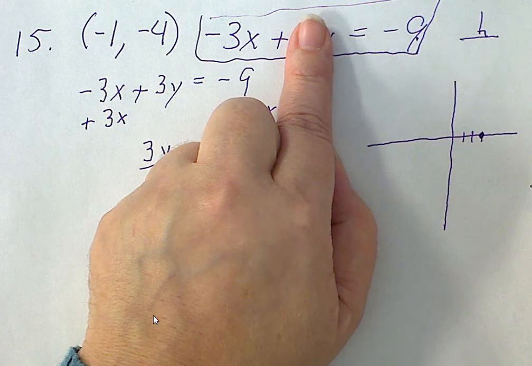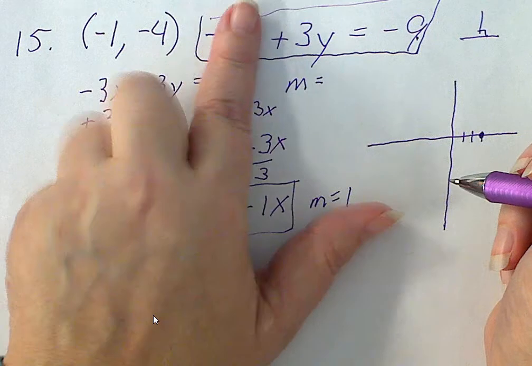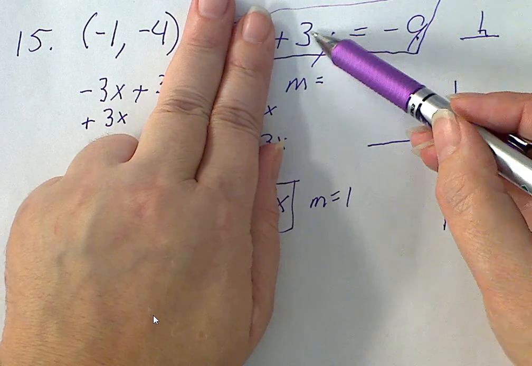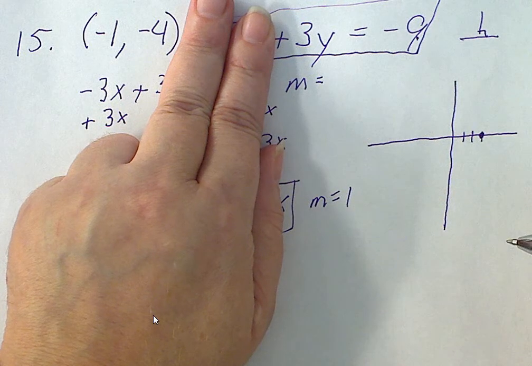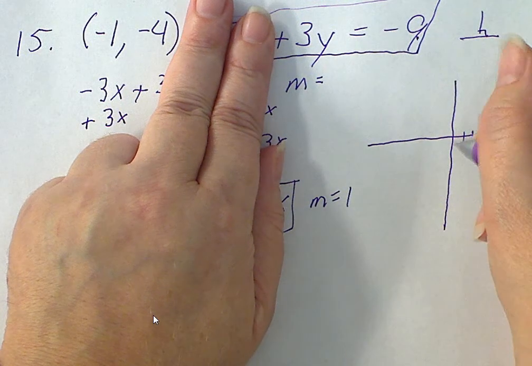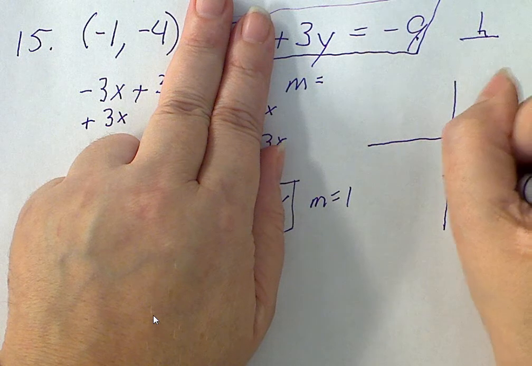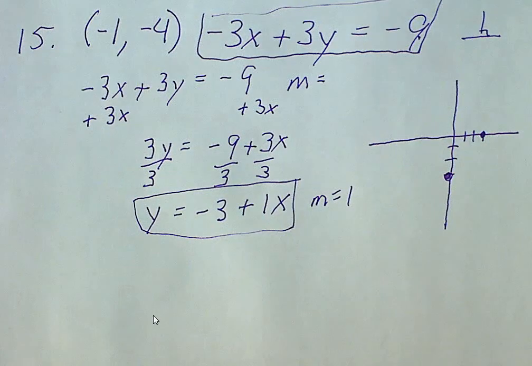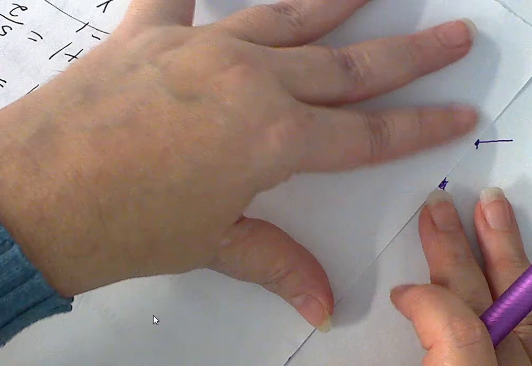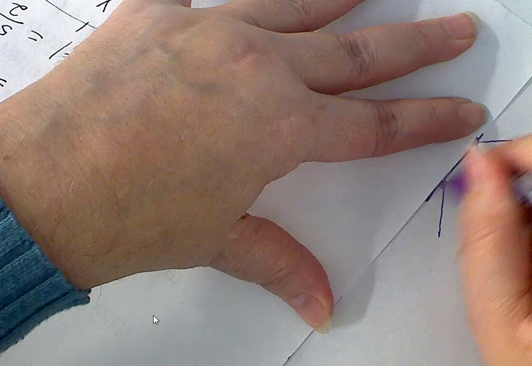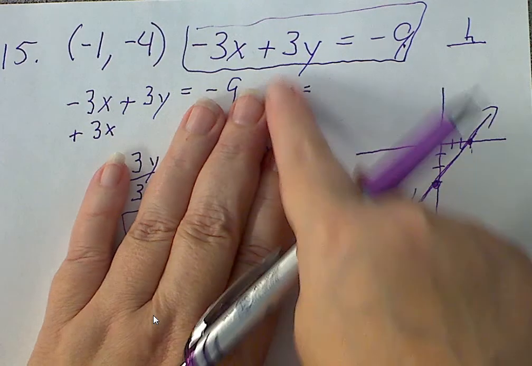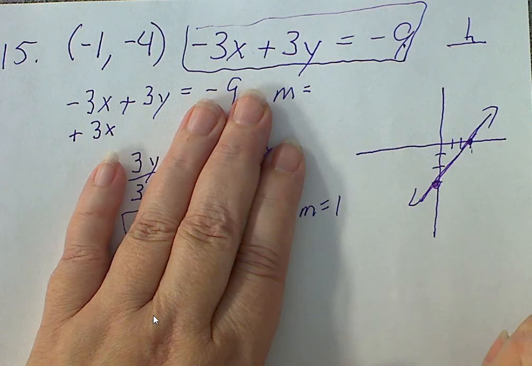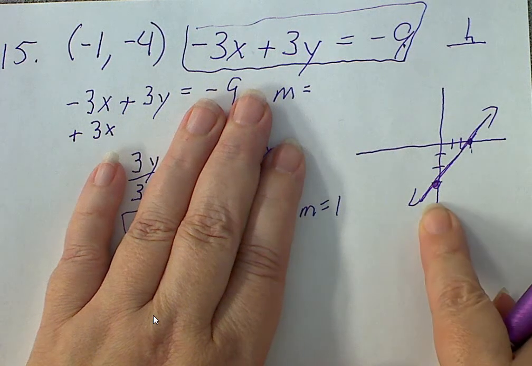My y-intercept, I cover up my x's. 3 times what gives me a negative 9? Negative 3. So, do you all agree? Let me finish this line. Hopefully you all agree that I just graphed this. Right? Now let's look at, after we put it into the y equals mx plus b.